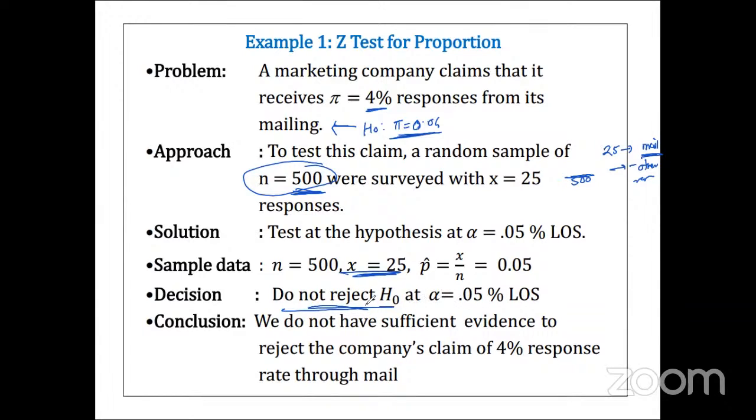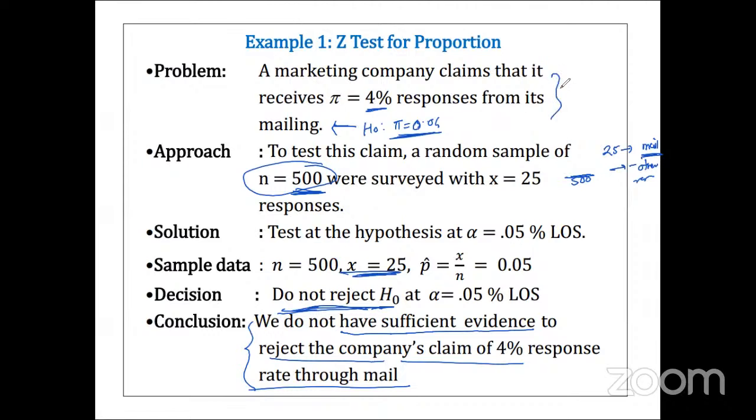Based on that, your decision is do not reject the H0. So what does it mean, do not reject H0? We'll conclude that we do not have sufficient evidence to reject the company's claim that 4% response ratings are through email. So this is what you are reaching at.